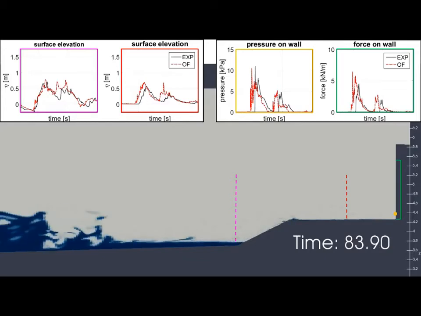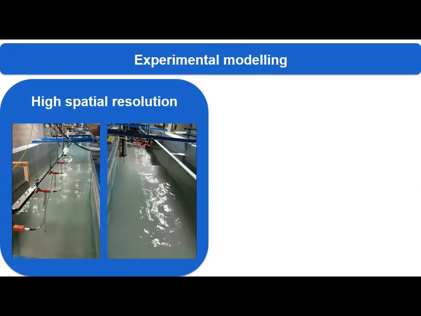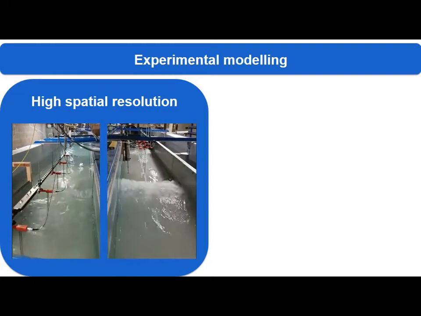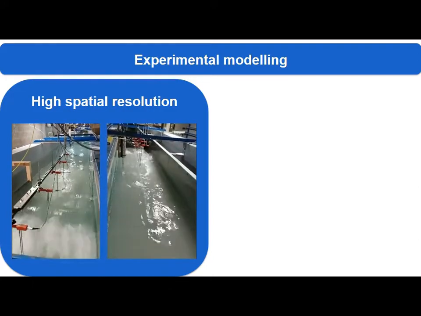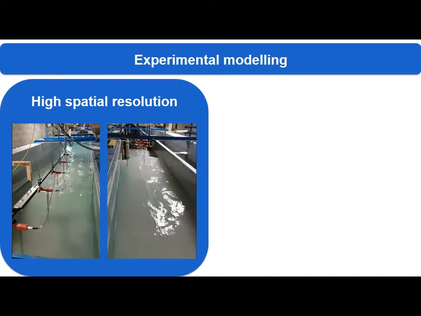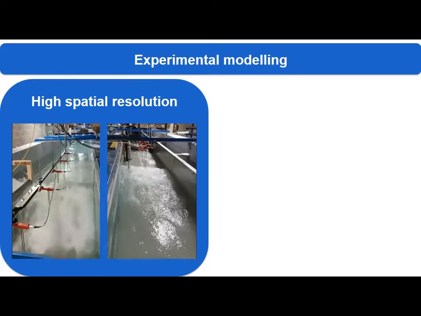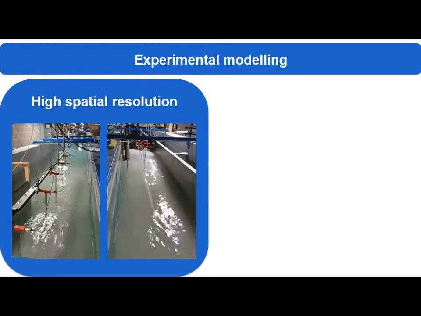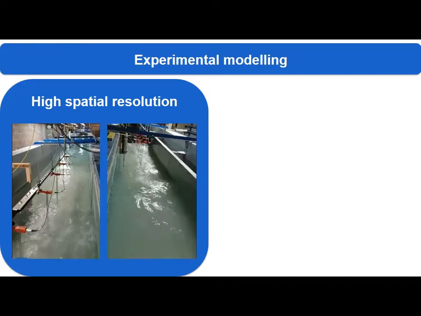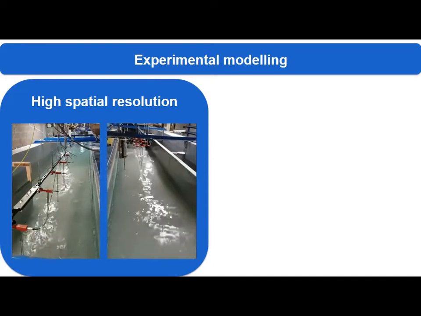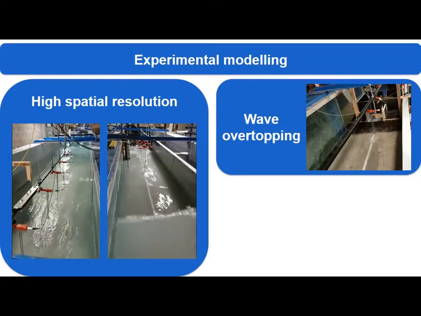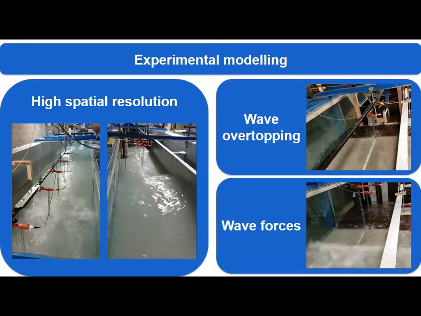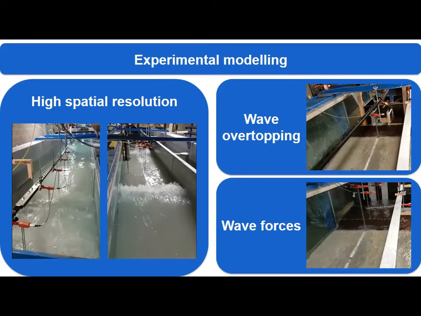Now, future work will include comparing the numerical model to more complex situations that we have tested in our wave flume, where we generate waves at one end, and they propagate towards the dike. They break again, of course, and then they start interacting with the dike. But we have obtained a high spatial resolution of surface elevations, but also wave overtopping here at the dike crest, and wave force measurements at the vertical wall.